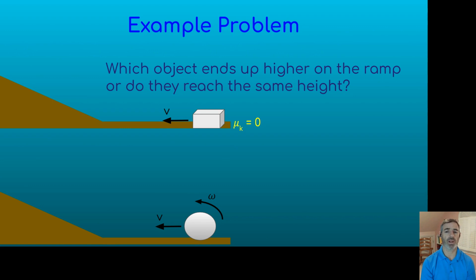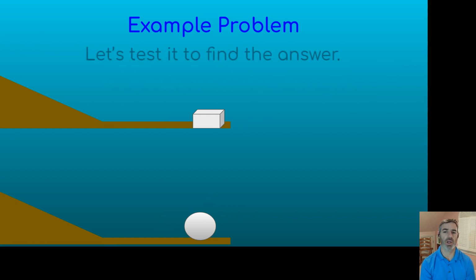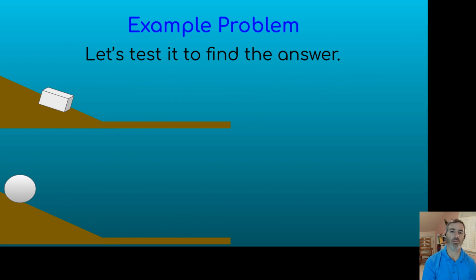So the way we're going to answer this is through energy, but let's first take a look at the results. We can see the box slides up, and the sphere actually goes higher than the box. The box does not reach as high of a point as the sphere. So the question is, why is this?